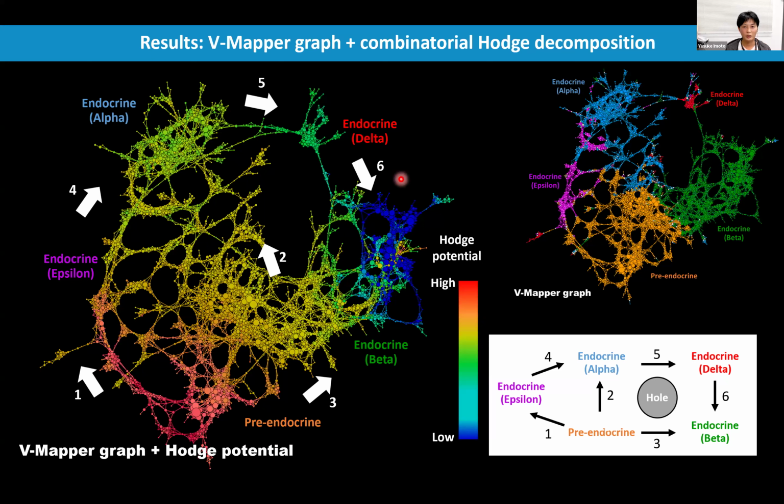So we apply the combinatorial Hodge decomposition to the BMapper graph and color it by the Hodge potential. Since the gradient of the Hodge potential shows the flow of development in cell differentiation, we can determine the flow among the cell types. Consequently, we conclude the topology and flow of the cell differentiation for the mass and clean cells by this diagram. We are now applying BMapper to real immune cell data and biologically verifying it.